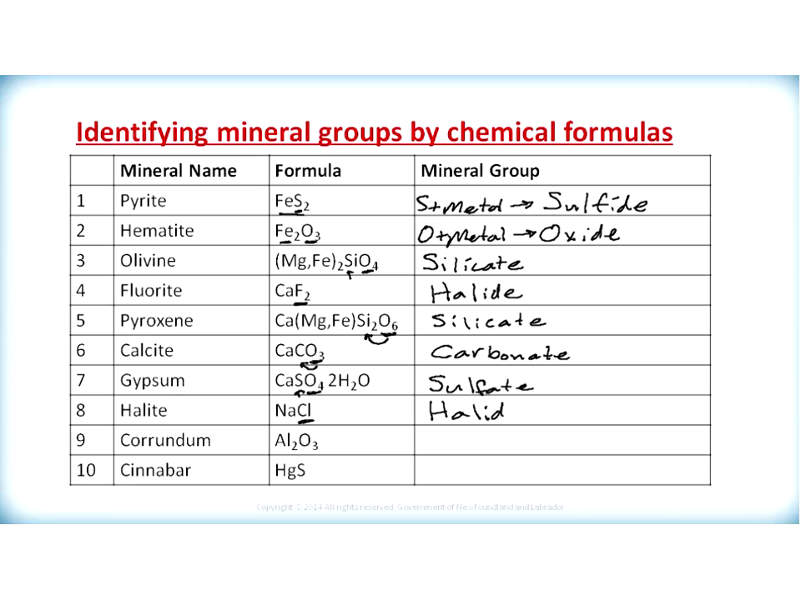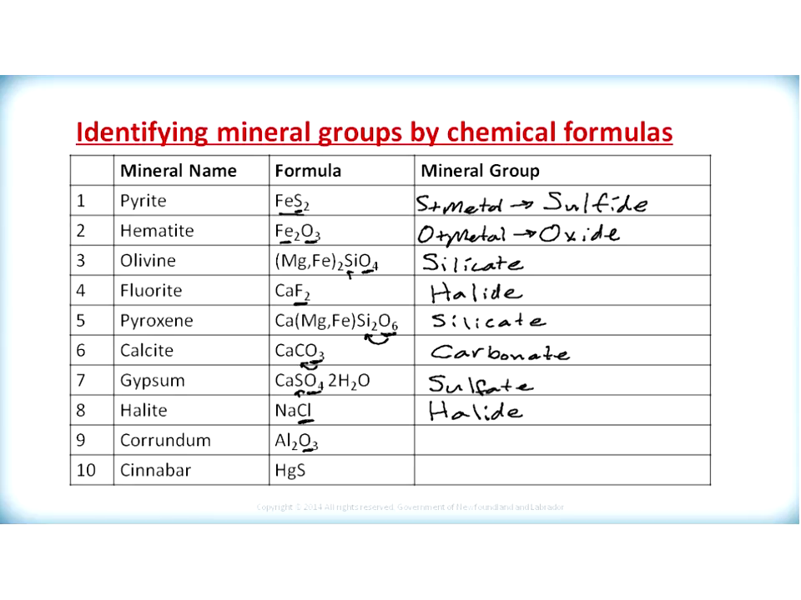Halide, we see the chemical formula NaCl. There is no oxygen group here, but we do see a halogen element, chlorine. Immediately in front of the halogen element is a metal, so metal plus a halogen will classify halite into the mineral group halides.